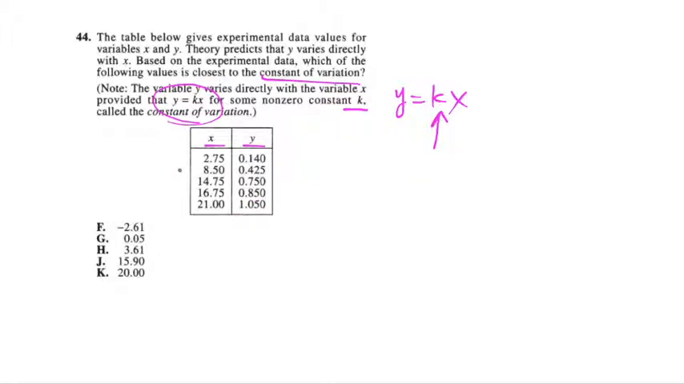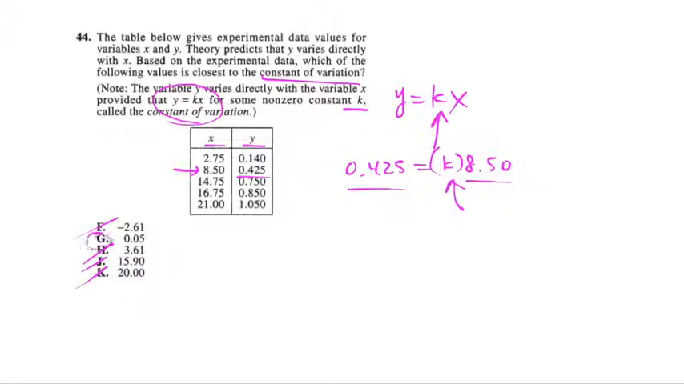Let's just take a look at this one right here. When x is 8.5, y is 0.425. So y is 0.425 when x is 8.5 multiplied by k. What is that k? Well, if x is 8 and it's becoming some number less than 1 by multiplying it to k, that means k has to be a really small number. It has to be less than 1. That means it's not those numbers. And it's not negative because it's not becoming negative when you multiply k to 8.5.